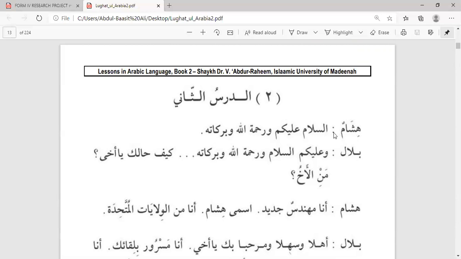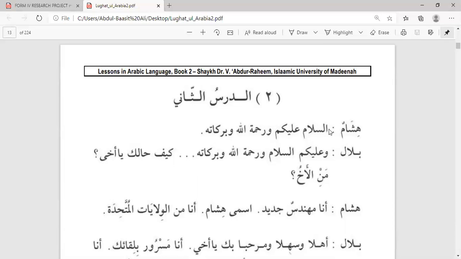So, to begin, ad-darsu ath-thani, the second lesson. Hisham: Assalamu alaikum wa rahmatullahi wa barakatuhu. Bilal: Wa alaikum assalamu wa rahmatullahi wa barakatuhu. We know the meaning of that. Kayfa haluka, ya akhi? How are you? Or how is your condition? Ya akhi, oh my brother.